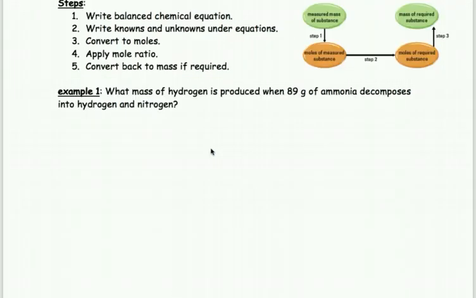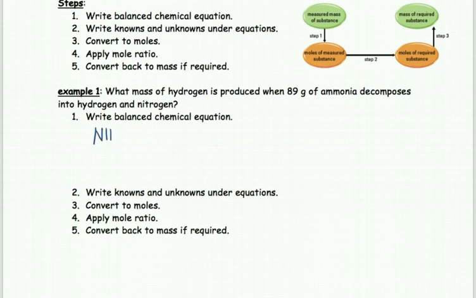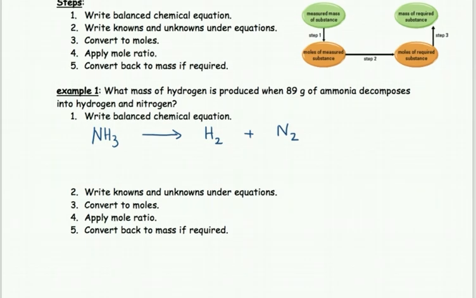Example one, you have to find the mass of hydrogen that is produced when 89 grams of ammonia decomposes into hydrogen and nitrogen. It's ammonia, which is NH3, that decomposes into hydrogen and nitrogen. Again, hydrogen is a diatomic, and so is nitrogen. And I know that these are all gaseous as well. Ammonia, don't worry if you didn't know that was gaseous, but you know that these are gaseous because we've been practicing those. From there, you need to balance this equation.